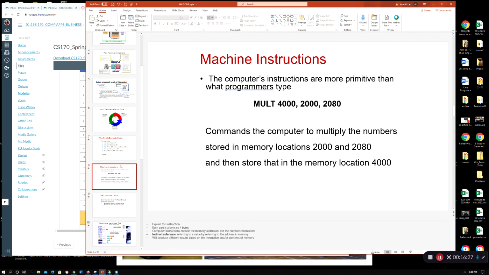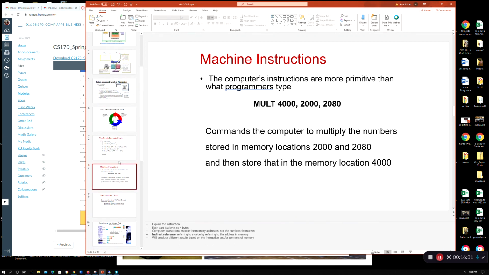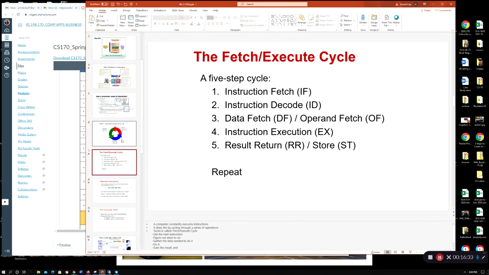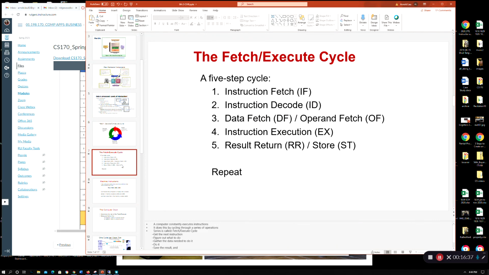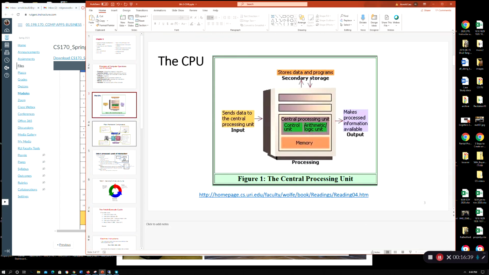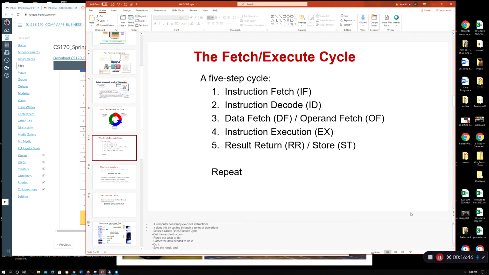Let me see here. I'm at the 16-minute mark, so I'm going to pause here and just say this is the lecture that focuses on the fetch, decode, and execute cycle, as well as introducing the basic components of the CPU, okay? And then I'm going to come back and we'll pick up from there. All right, thank you.